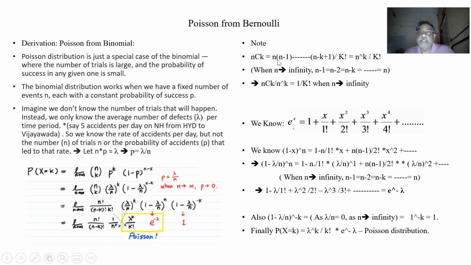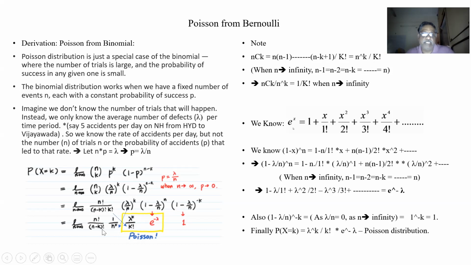Here I am writing nCk is n into n minus 1 up to n minus k plus 1 by k factorial. If n is infinity, infinity minus 1 is what? Infinity. Infinity minus 2 is infinity. So all are n. So n into n, how many times? K times. So n to the power of k by k factorial. If these two terms become n to the power of k by k factorial, n to the power of k gets cancelled. So k factorial is remaining, which you have brought here.